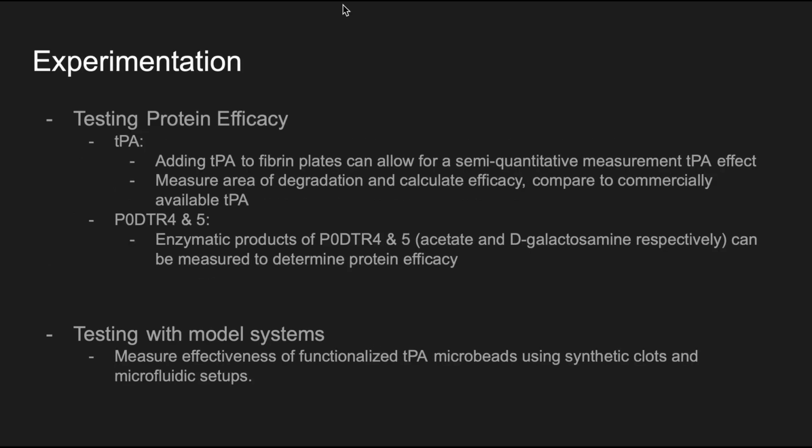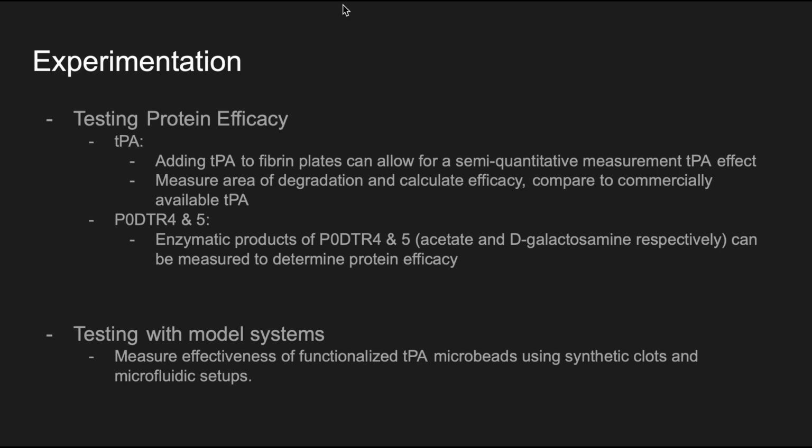For experimentation, we will verify the activity of each protein. The effectiveness of TPA can be tested using fibrin plates, where the area of degradation over a set time interval can be compared to commercially available TPA. For the blood conversion enzyme pair, we can measure the concentration of the byproducts formed, acetate and D-galactosamine.